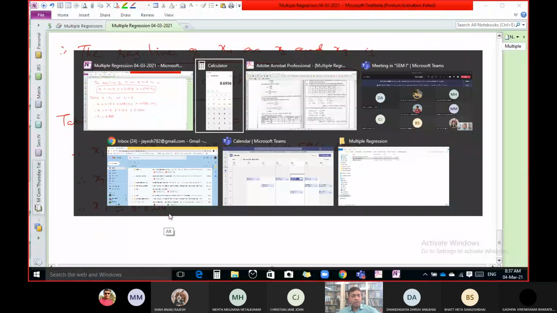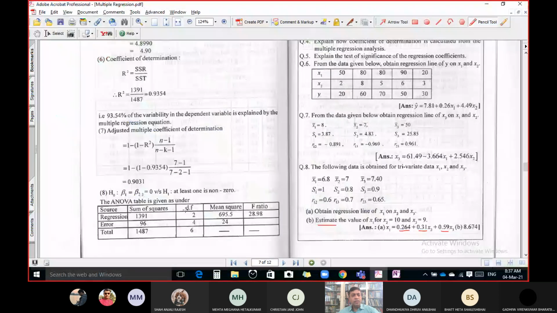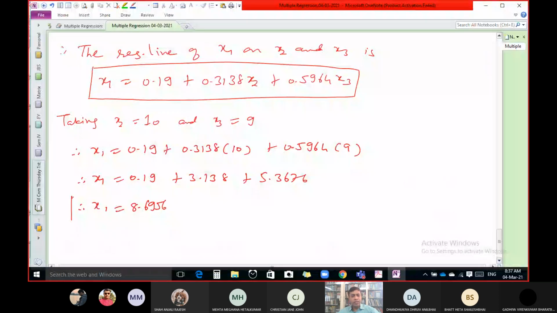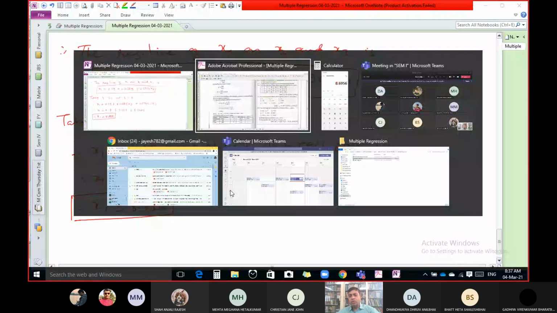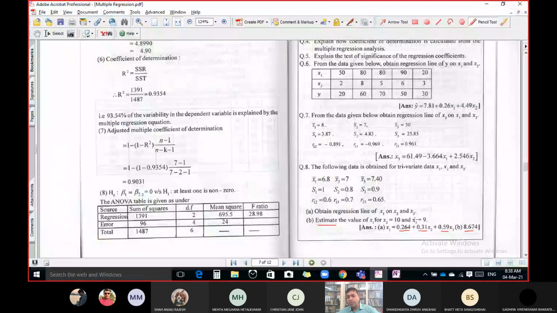8.57 according to the given answer in the book. We have 8.69, or you can say 8.67 or 8.69. There is a difference due to the rounding of figures. So that is the way to estimate the value of one variable for the given value of another variable.